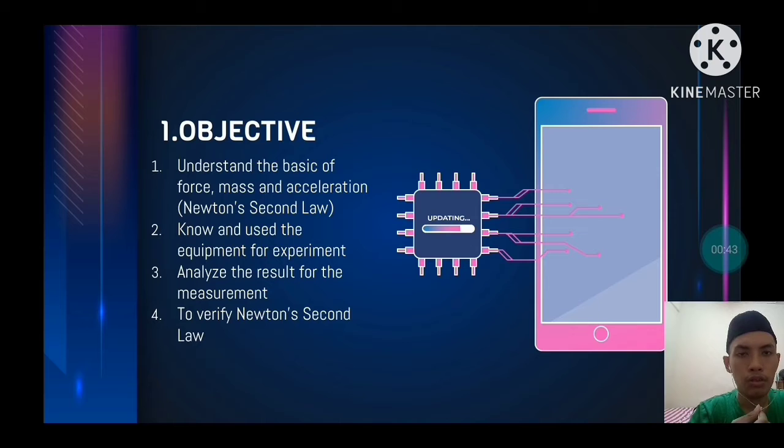Our objective is to understand the basic force, mass and acceleration in Newton's second law. Second, know and use the equipment for the experiment. Third, analyze the result for the measurement. And lastly, to verify Newton's second law.